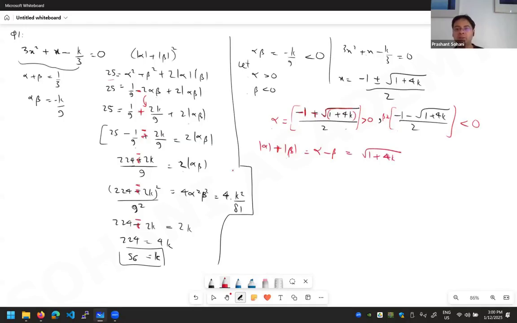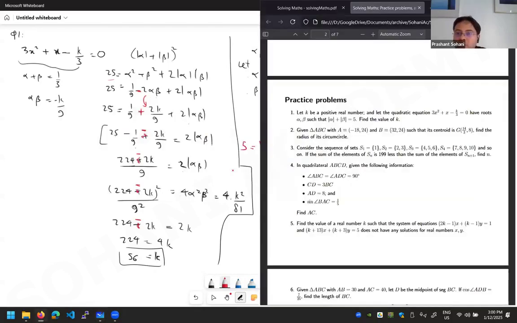And this is given to be, what is that given to be? 5, right? So I get the equation 5 is equal to root of 1 plus 4k. And from that also you can easily get the answer. So get 25 is equal to 1 plus 4k. Oh, no, sorry. How much is that given?